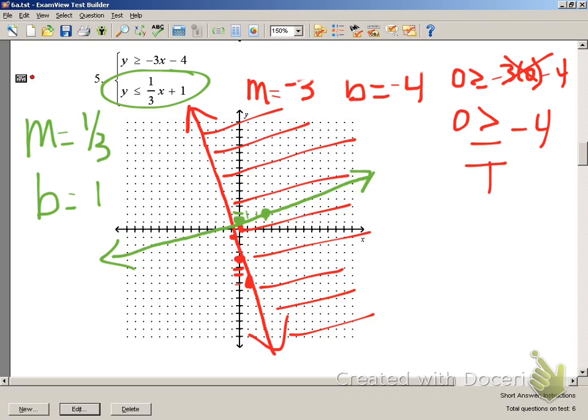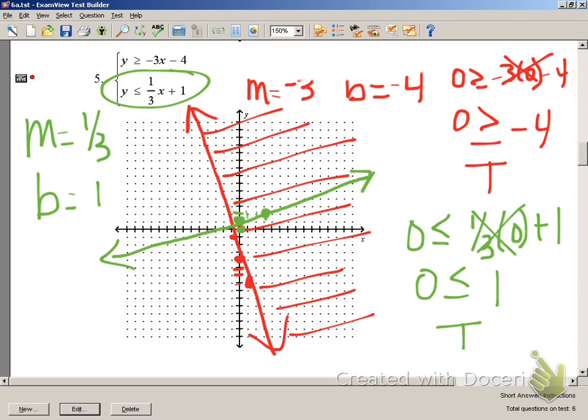Choosing a test point, once again, 0, 0 will work. 0 is less than or equal to 1/3 times 0 plus 1. 0 less than or equal to, that cancels, 1. That is true. So everywhere my test point lies, in this case, is on the lower part.